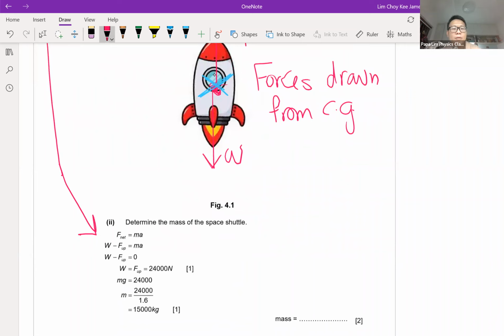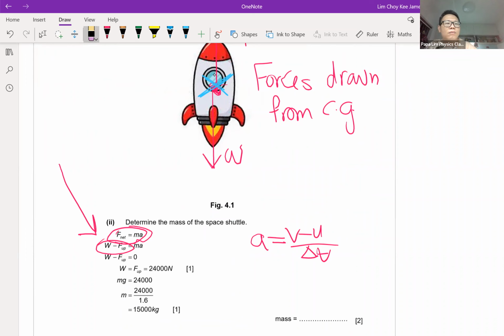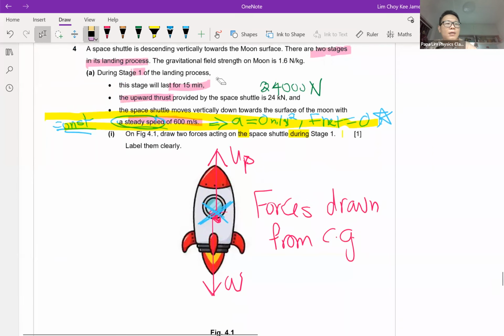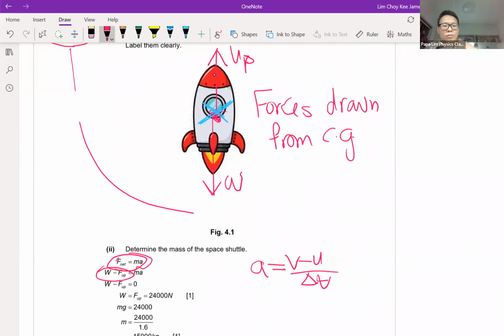F net equals MA, and there are two forces here. A is not unknown, so you don't need to use a formula. Very commonly, I see students using v equals u minus delta t, but there isn't a need, because the question already tells you it is a constant velocity. So at constant velocity, we mean acceleration is 0 straight away. There's no need to find the acceleration.